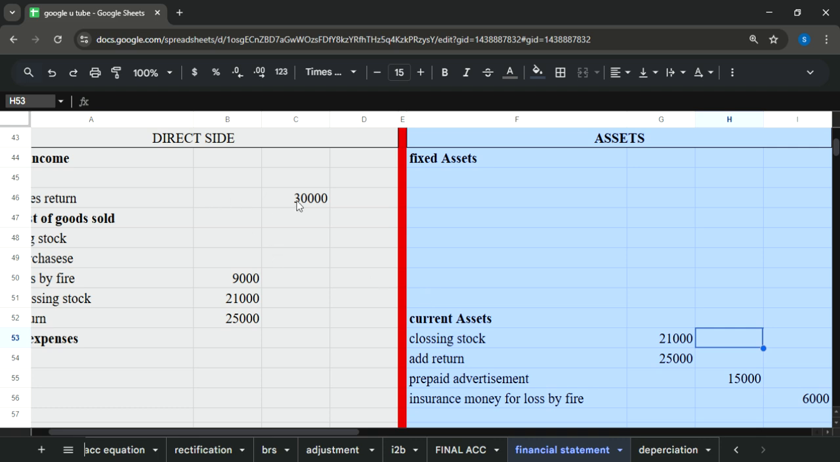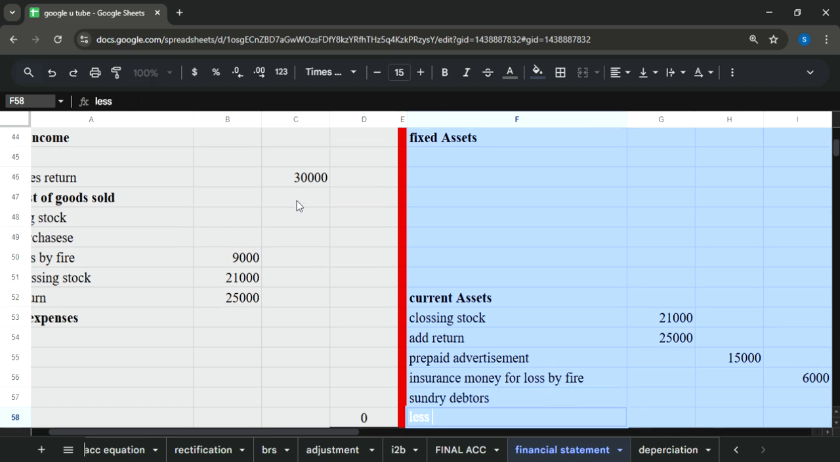Now look at 30,000. Its second effect is also needed. When the customer had returned, what does that mean? At the time of sale, you were supposed to receive the amount from your customer, so he was your account receivable. But since they have returned these commodities, he is no more your account receivable. That means a decrease in debtors. So here you will mention sundry debtors, and you will subtract returns, the amount of which is 30,000.